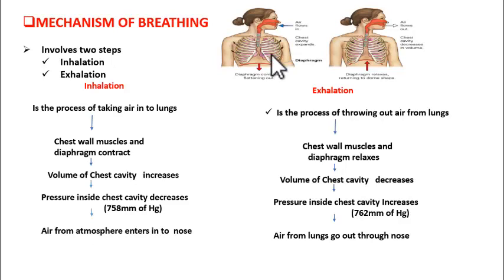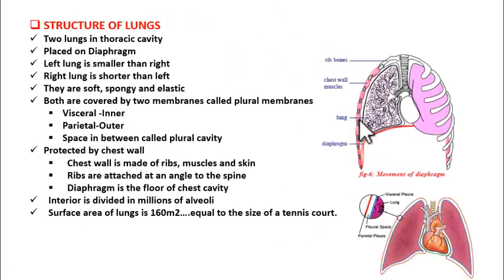How does this happen? See here. The chest, during inhalation, the chest wall muscles. Where are these chest wall muscles, students? They are here. In between the ribs there are chest wall muscles. They contract. When they contract, what happens? They lift the ribs up. Ribs కొంచెం పైకి వెళ్తాయి. Then diaphragm also contracts. When it contracts, it goes down. This dome shape becomes straight and it comes down.